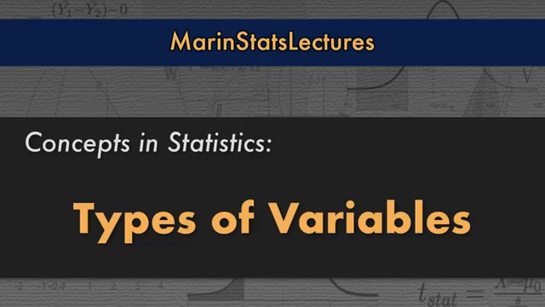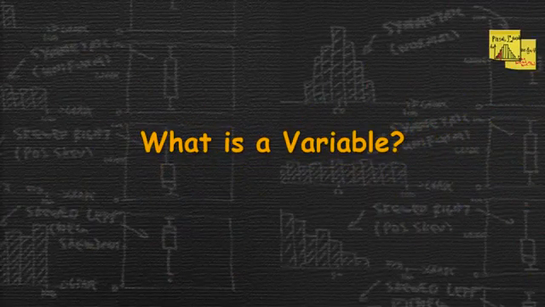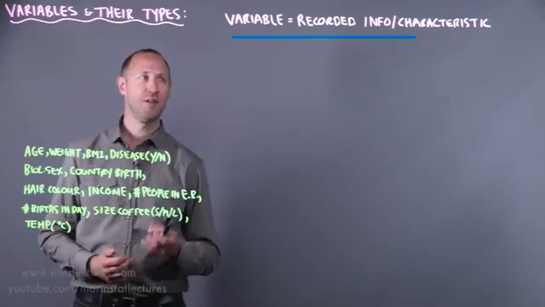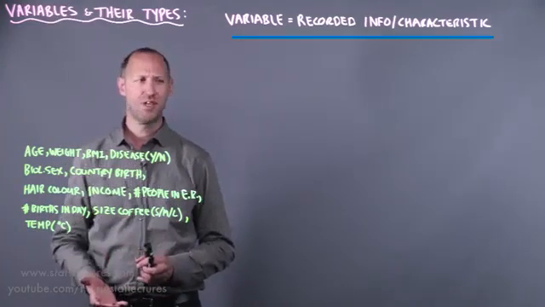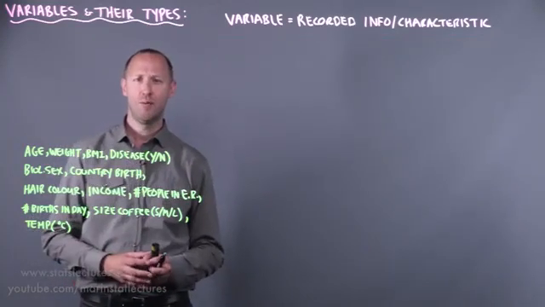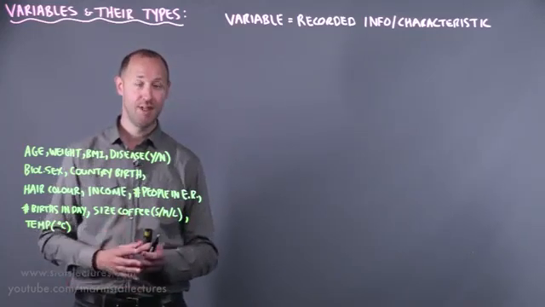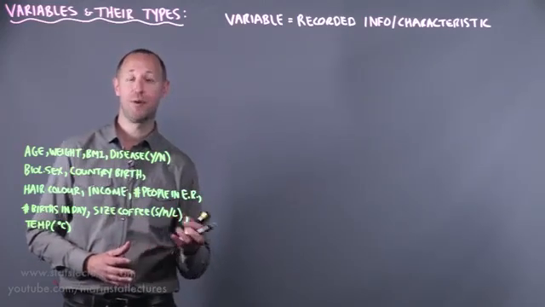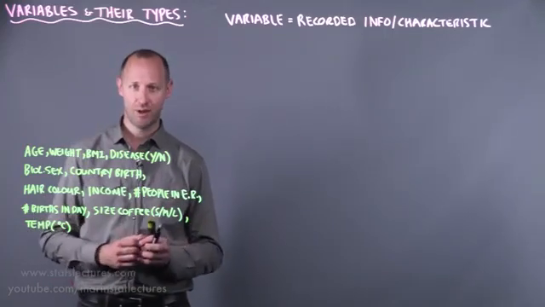Statistics is all about collecting data and recording variables and then using those to try and make generalizations about a population. So let's start with talking about what is a variable. A variable is a recorded piece of information or a characteristic about a person, a case, or unit in our study. So variables are some characteristic or info that's recorded for each person, but it varies or changes from person to person. So for example, we might record the age of everyone in our sample.